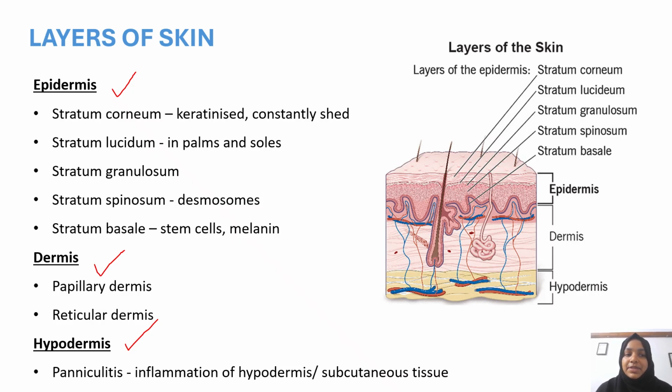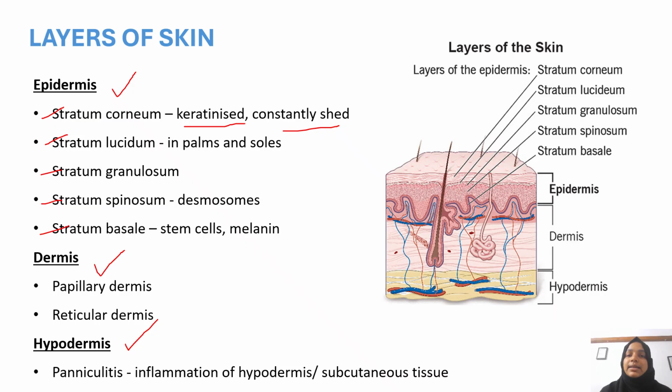Further, epidermis is divided into five layers: stratum corneum, stratum lucidum, stratum granulosum, stratum spinosum, and stratum basale. Stratum corneum is the topmost layer. That is the keratinized layer which is constantly shed. So there is a turnover rate from the basal layer which is having the stem cells, and that is where the new cells are being generated. It comes all the way to the top and then it finally gets shed.